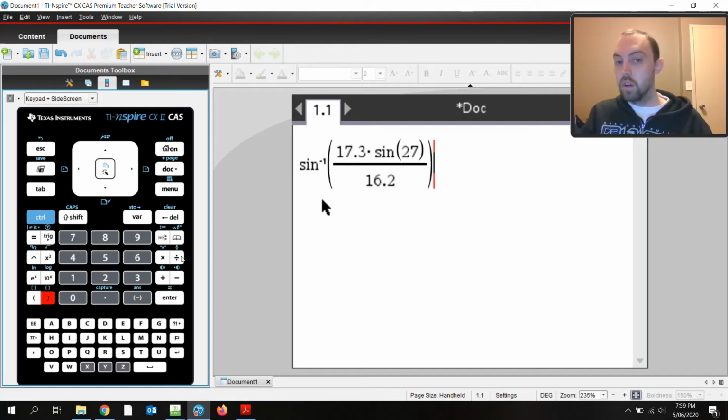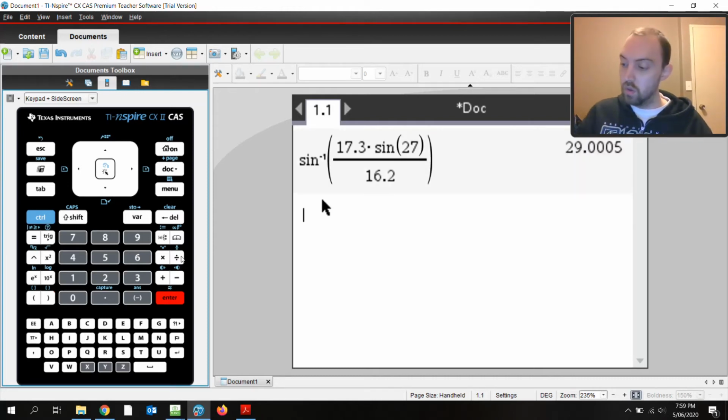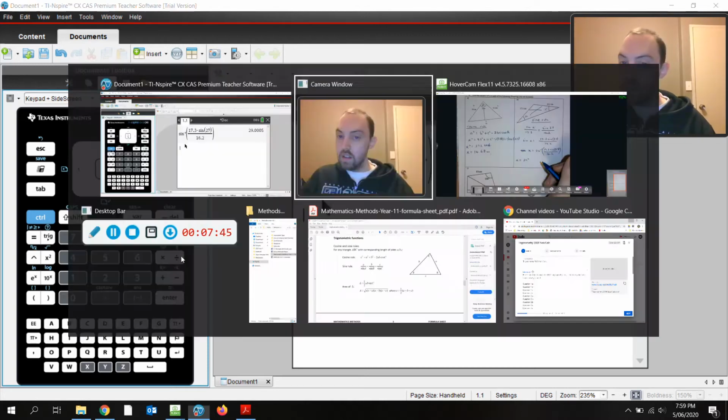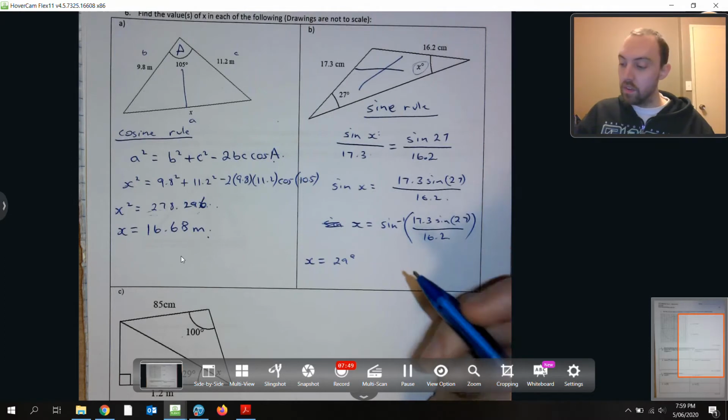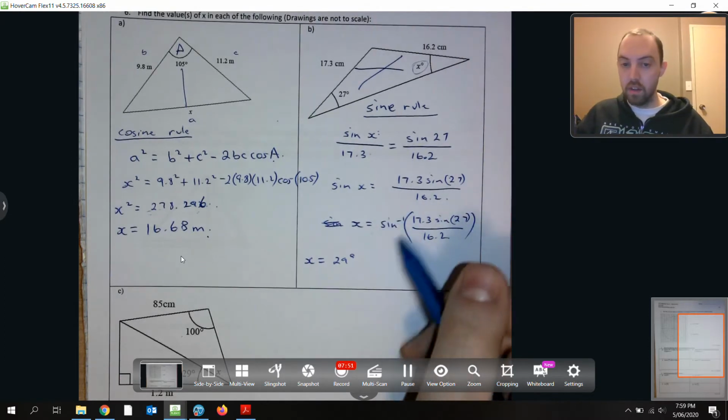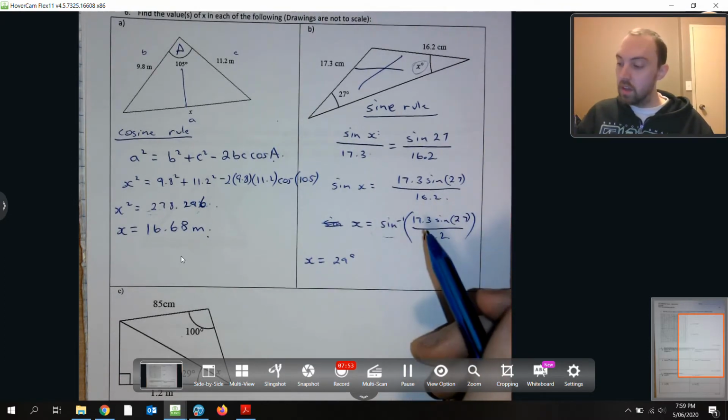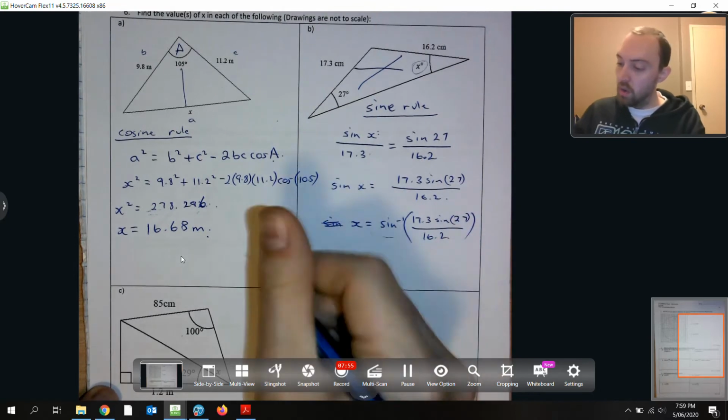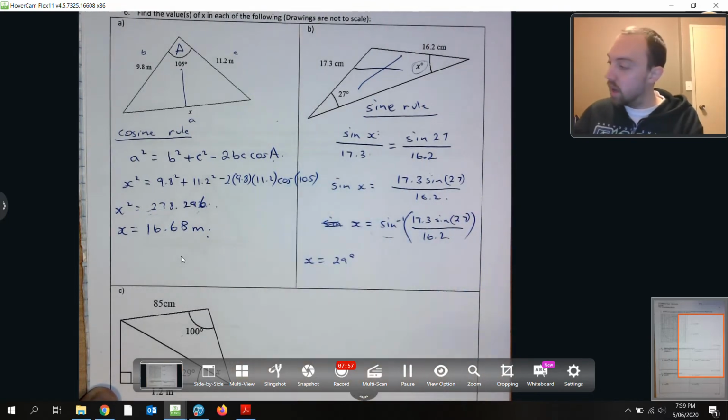Sine inverse of this is equal to, I think we can safely say, just 29 degrees, because going to 4 decimal places seems a little unreasonable. But anytime we are doing the inverse of sine, like we have here, there are two solutions, and that goes to the idea of a unit circle.